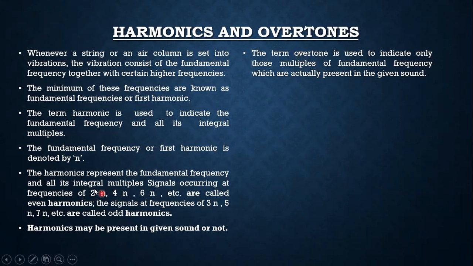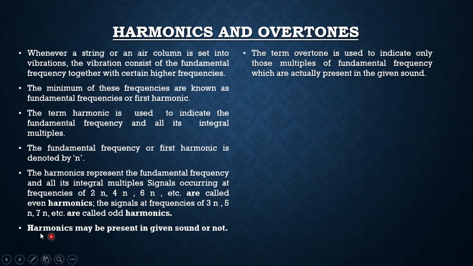It means if this string vibrates with n, then 2n, 4n, 6n, then after n, 2n is coming, so 2n is the first overtone. Then after 2n, if 4n is coming, 4n is the second overtone, and then 6n coming, the third overtone, and so on. Whatever is present, they are called overtones.